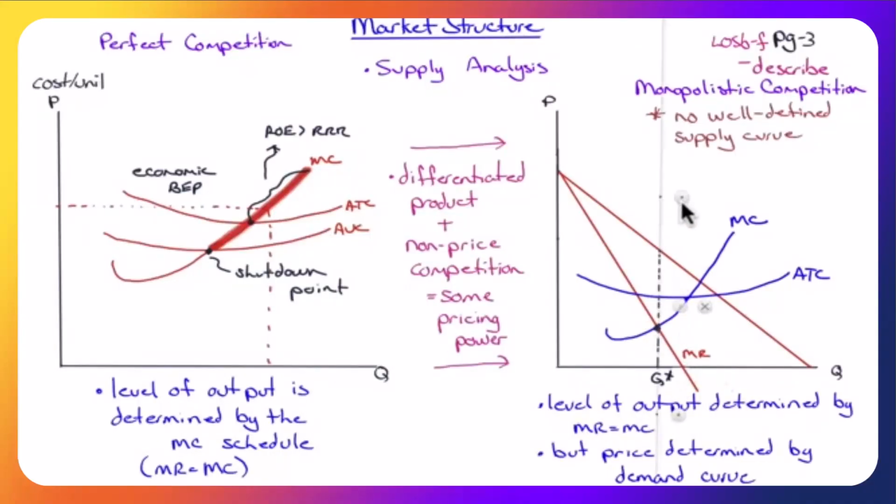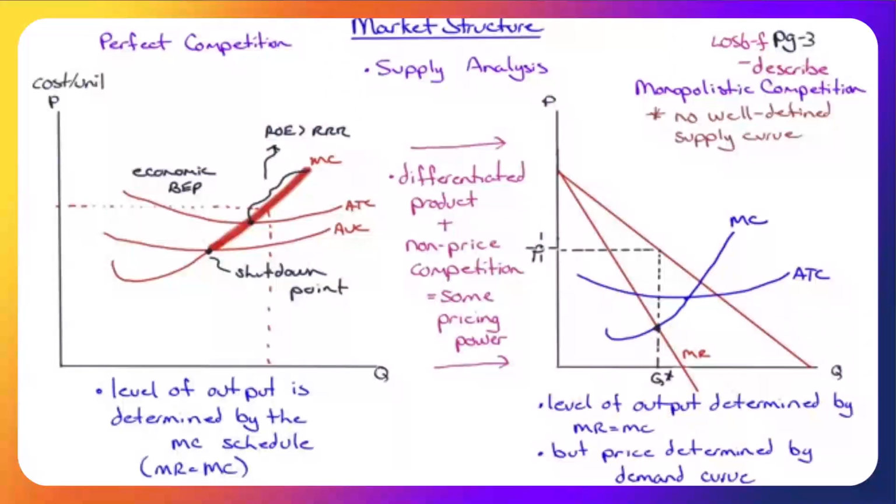So the level of output is determined at the point where marginal revenue equals marginal cost. However, the price is not determined by marginal revenue as it is in perfect competition. In perfect competition, our price is our marginal revenue, is our average revenue. Our price is determined by the demand curve. There's our price. So we would output this quantity at that price.